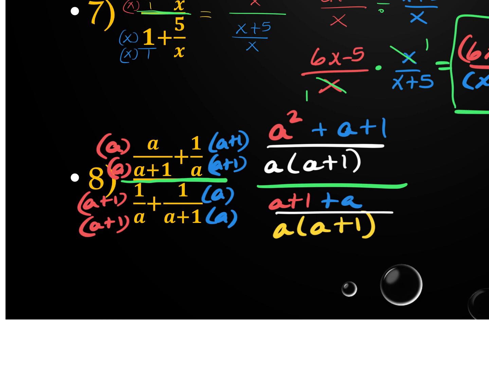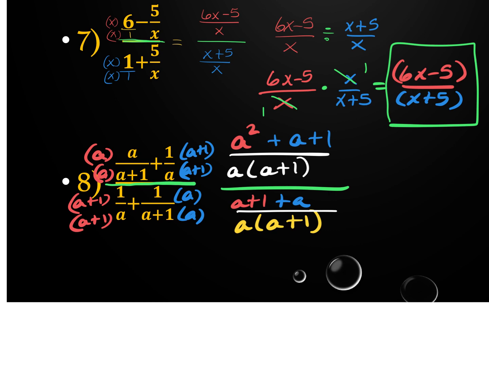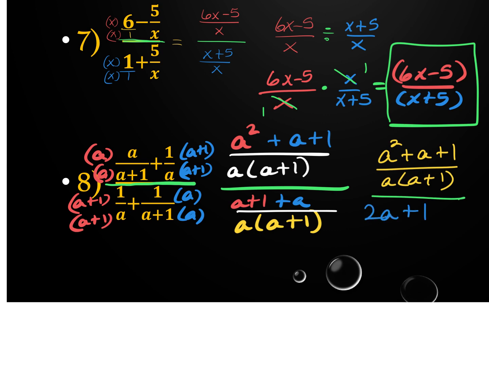I now need to combine my like terms here on the bottom. The numerator is already simplified. So for my numerator, and let me just write it all in yellow, my numerator is a squared plus a plus 1 over a times a plus 1. And then my denominator is going to simplify into 2a plus 1 over a times a plus 1.